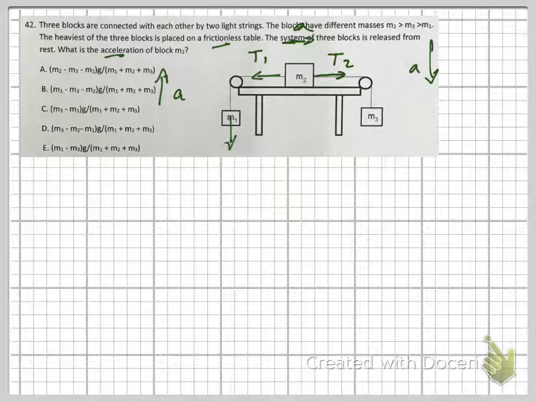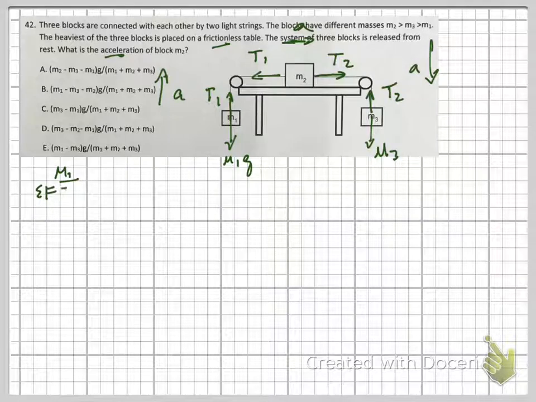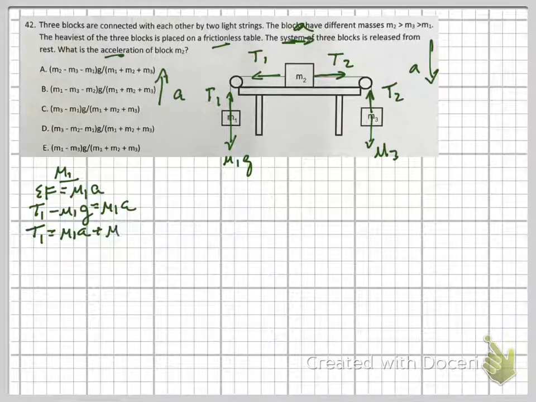So let's sum up the forces here. We have M1G down, and we have tension force 1 up. We have M3G down, tension force 2 up. All right, so for mass 1, we can sum up the forces as M1A. We have tension 1 minus M1G equals M1A. Tension 1 equals M1A plus M1G.